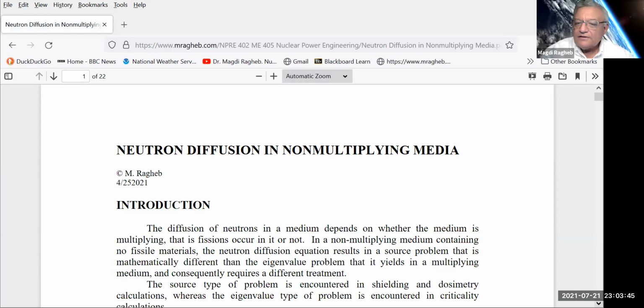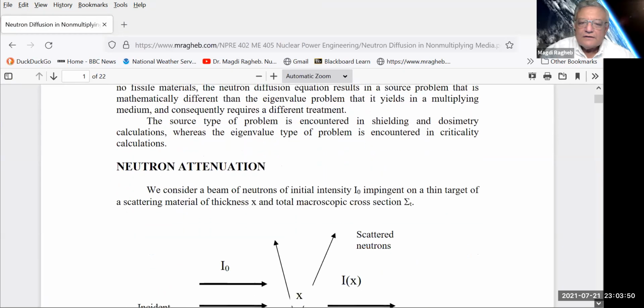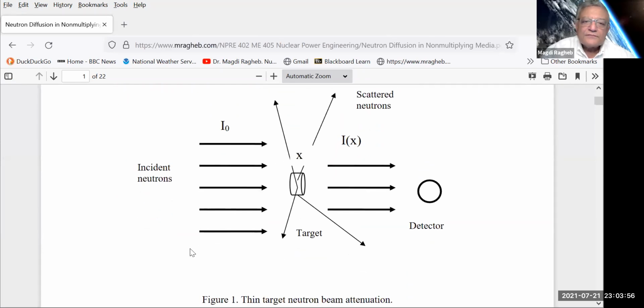So in non-multiplying media, we said that we don't have a fissile material. And in that case, if we consider an experiment in which we have a beam of neutrons, I sub 0 here, intensity, that would be neutrons per centimeter squared per second, or the number of neutrons crossing the unit area per unit time, and that it interacts with a small target of some material of thickness x. The neutrons are going to interact with the nuclei of the medium. They're not going to be affected by the electronic cloud since the neutrons have no charge.